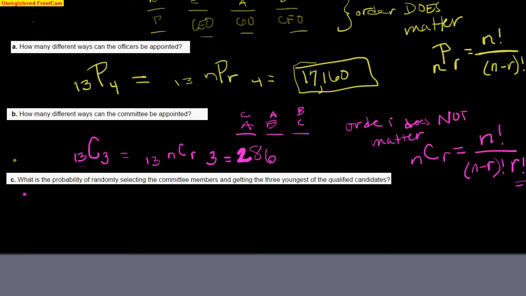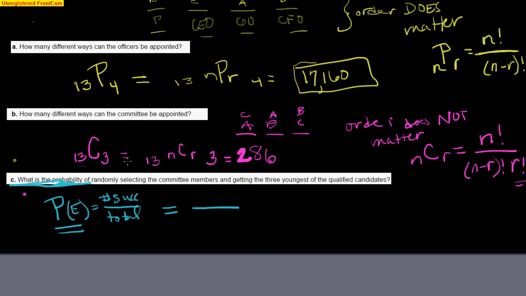C says, what is the probability of randomly selecting the committee members and getting the 3 youngest of the qualified candidates? All right, so first thing we know, like we talked about in class, when it says, what is the probability? Oops, covered right over it. And now we've got to go back to our probability of an event equals that same old formula, number of successes over the total possible outcomes. Okay, so now we're going to have a fraction, a decimal answer. It's a probability question.